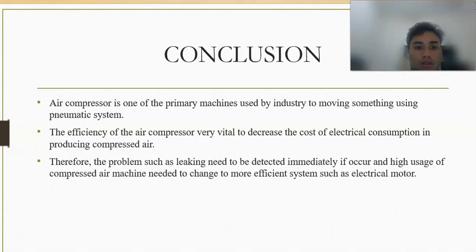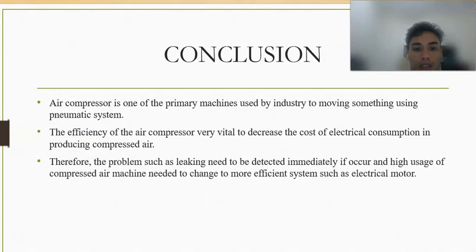So for the conclusion part, air compressor is one of the primary machines used by industry to move something using pneumatic system. The efficiency of the air compressor is very vital to decrease the cost of electrical conversion in producing compressed air. As we can see, if the air compressor keeps running 8 hours straight without being stopped, it shows the 64 ringgit per day is needed for running the air compressor.